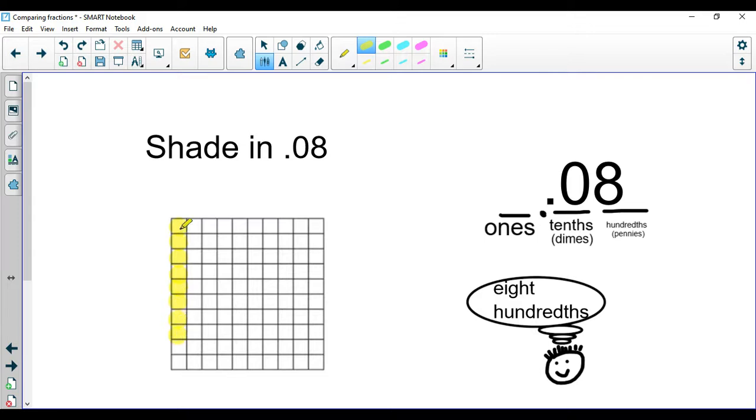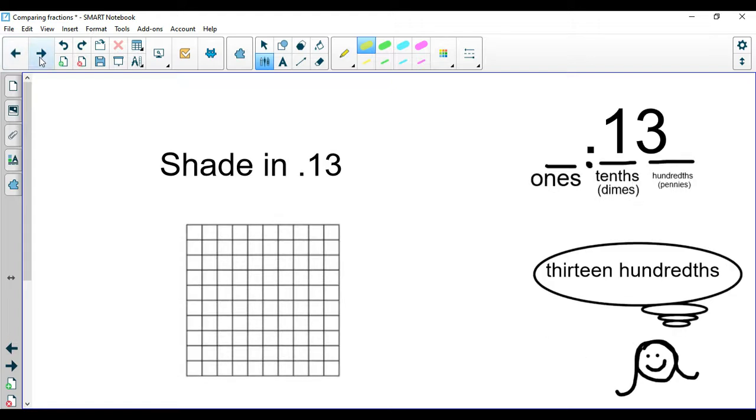Okay? So we've got our 1, 2, 3, 4, 5, 6, 7, 8. So hopefully you said, I would shade in 8 small squares. This is my student voice.